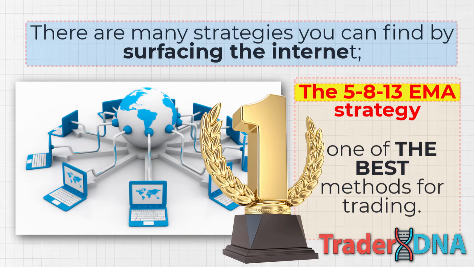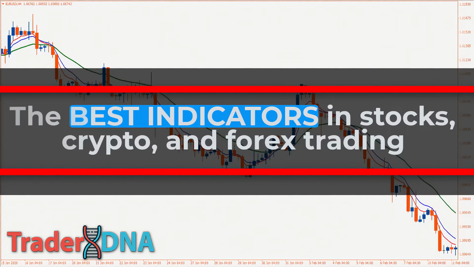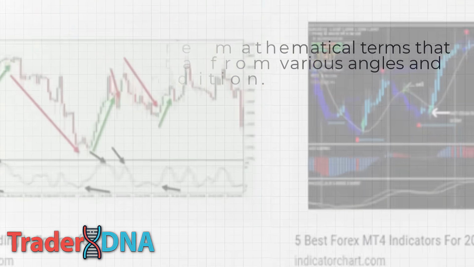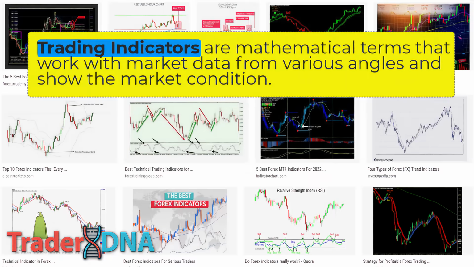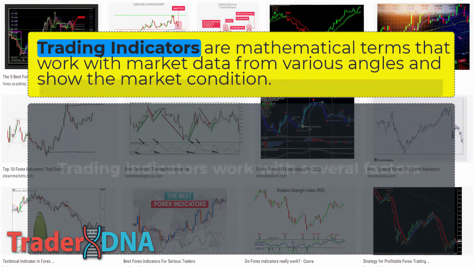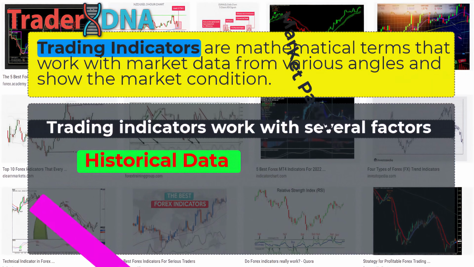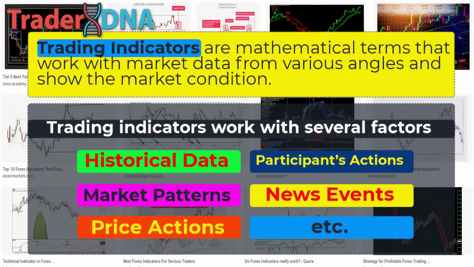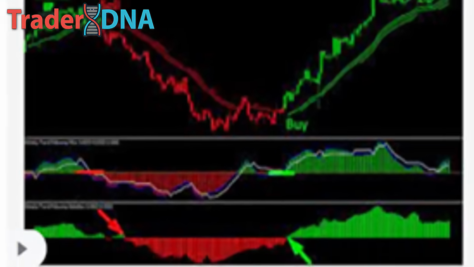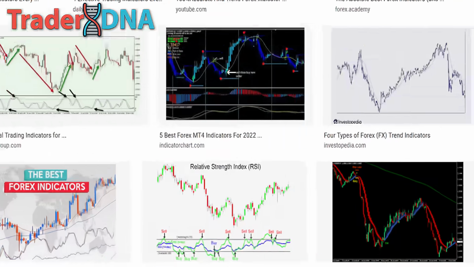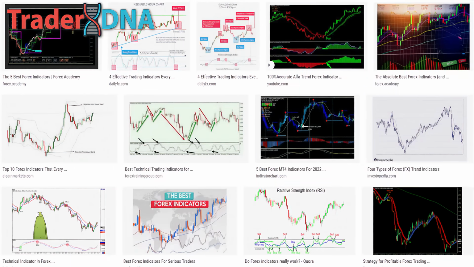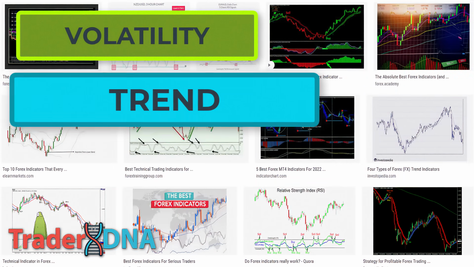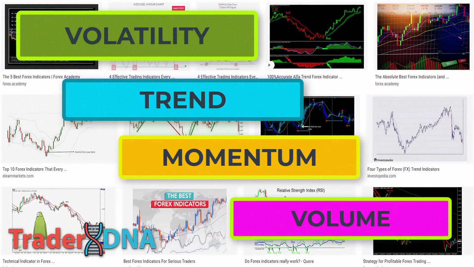What are the best indicators in stocks, crypto, and forex trading? When you want to define the best indicators, you have to know what this tool is. Indicators are mathematical terms that work with market data from various angles and show the market condition. Trading indicators work with several factors such as historical data, market patterns, price action, participants' actions, news events, etc. Indicators show results in the price charts or an independent window. It's common among financial traders to create trading strategies by combining trading indicators and tools. You can group indicators into 4 sections: volatility indicators, trend indicators, momentum indicators, and volume indicators.